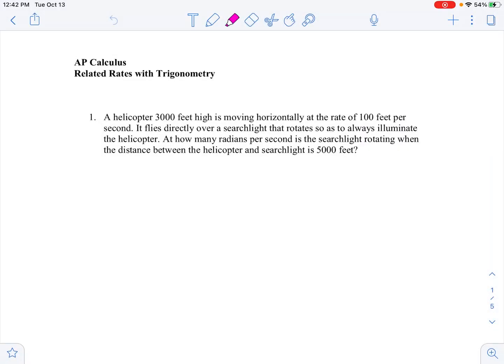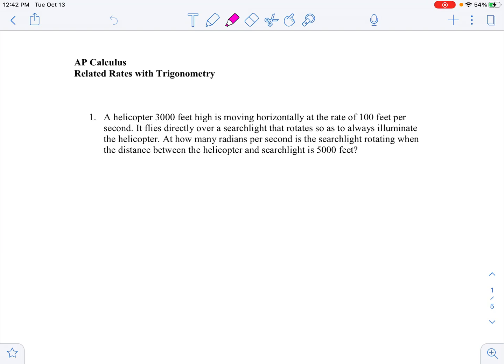All right, everyone, in this lesson we're going to take a look at related rates using trigonometry. Okay, so we'll see how that works. And let's just get right into it with some examples here, okay? One thing to note about trig in calculus is that it's always going to be radians. We never work in degrees here, so just keep that in mind, okay?